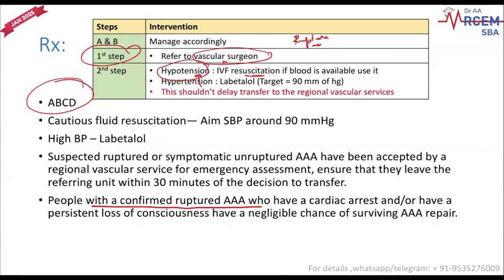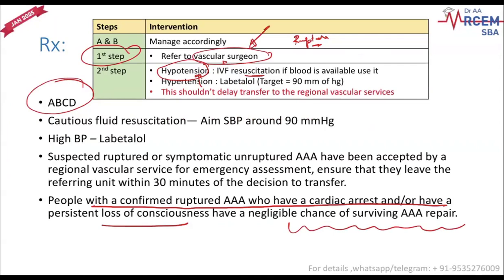People with confirmed AAA having cardiac arrest or loss of consciousness have negligible chances of surviving an AAA repair. It's a major surgery. They have to open up the entire abdomen and do a surgery. He will collapse at any point of time. An incision itself might cause a collapse for those patients. So it's highly unlikely that the patient is going to survive. That's why the first step is to involve the vascular surgeons first.